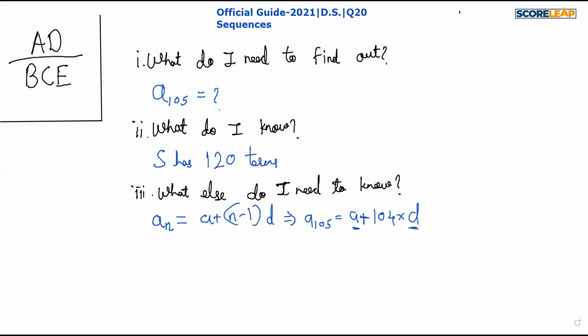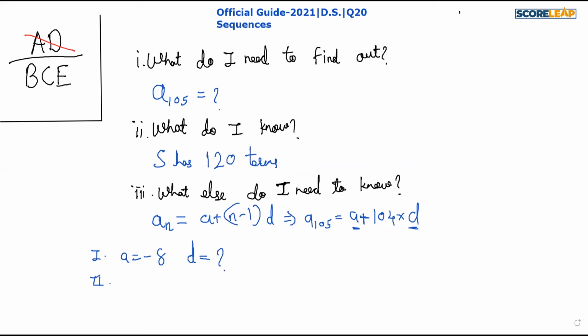Statement 1 says that the first term of S is minus 8. So a equals minus 8. Here we don't have the value of d. The value of d is missing, so we cannot figure out the value of the 105th term. So whenever the first statement is not sufficient, we cross out A and D. Now let us jump to statement 2.